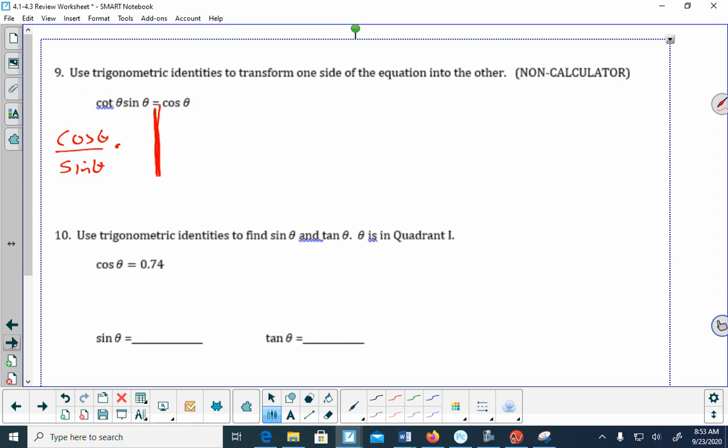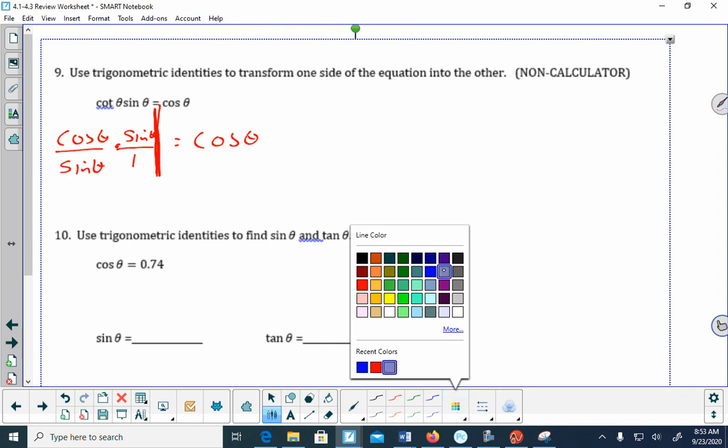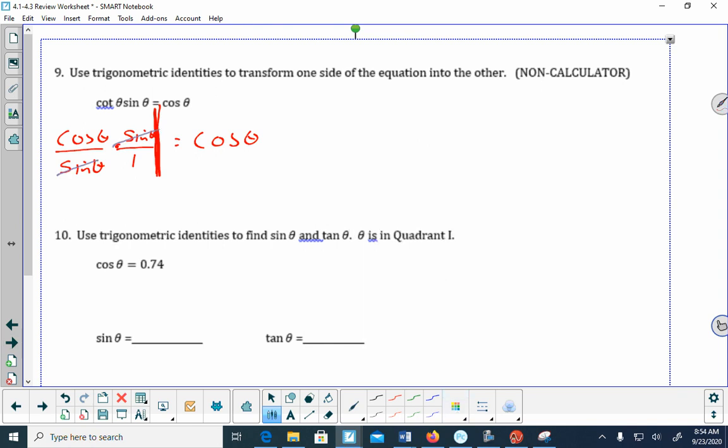And then sine of theta is already in terms of sine or cosine, so I'm just going to write sine of theta. And I'm going to put that over 1 so I can see what I'm doing more easily. And then I'm trying to show that that is equal to the cosine of theta. Well, when I write cotangent, I can very simply see that the sines will simplify because I have one in the numerator, one in the denominator. So I'm left with cosine of theta is equal to cosine of theta. And that's it. I'm done. I've transformed the left side to look like the right side.